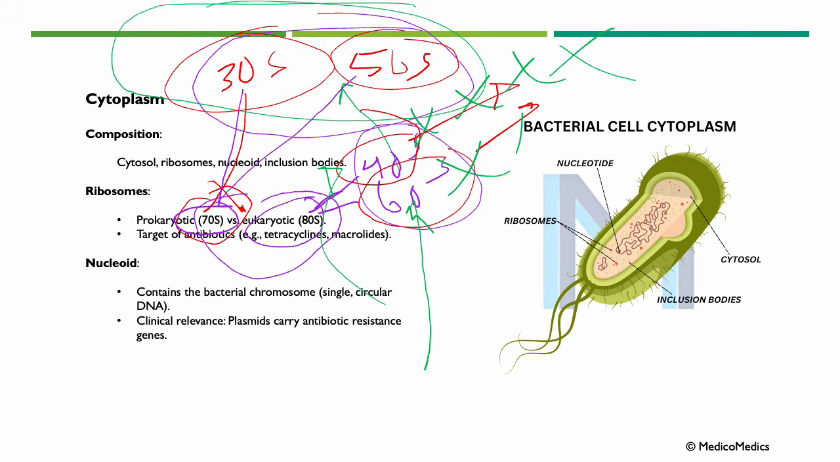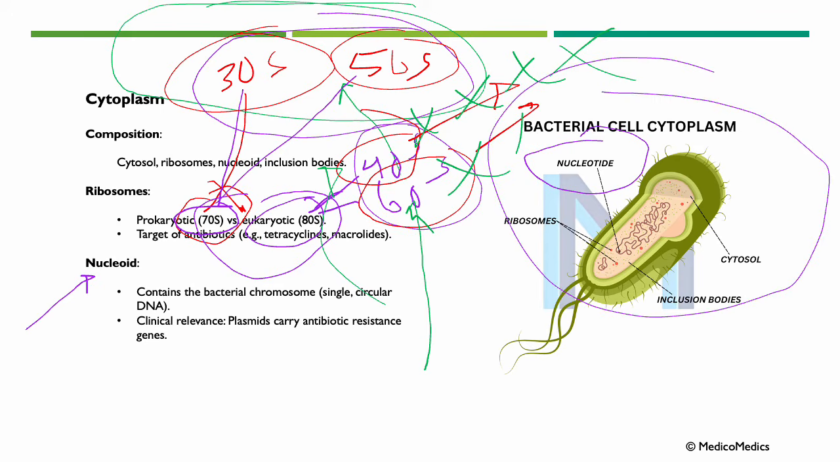Another thing worth mentioning then is the nucleoid, which is also present here. You can look at this illustration here in the cytoplasm, and it contains the bacterial chromosome, which is single and has a circular DNA structure. Why is it clinically relevant? Well, plasmids carry antibiotic-resistance genes. So that's something we need to keep in mind as we continue developing antibiotics as ways to get around it.